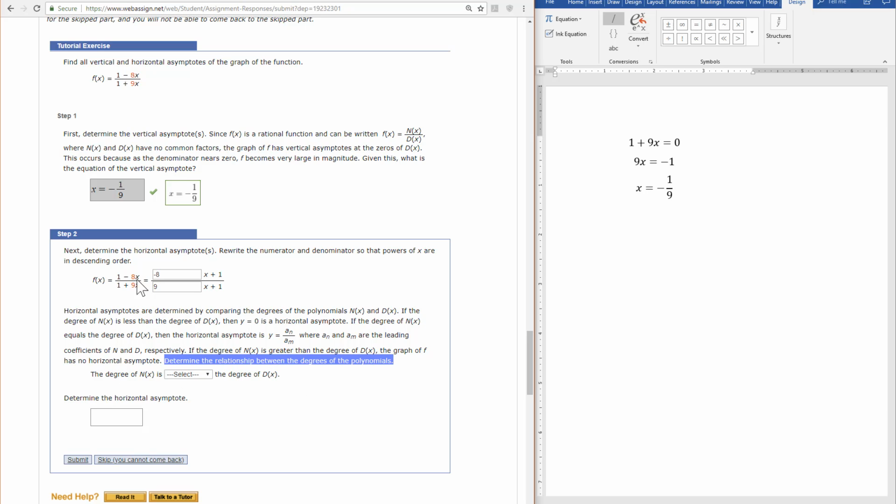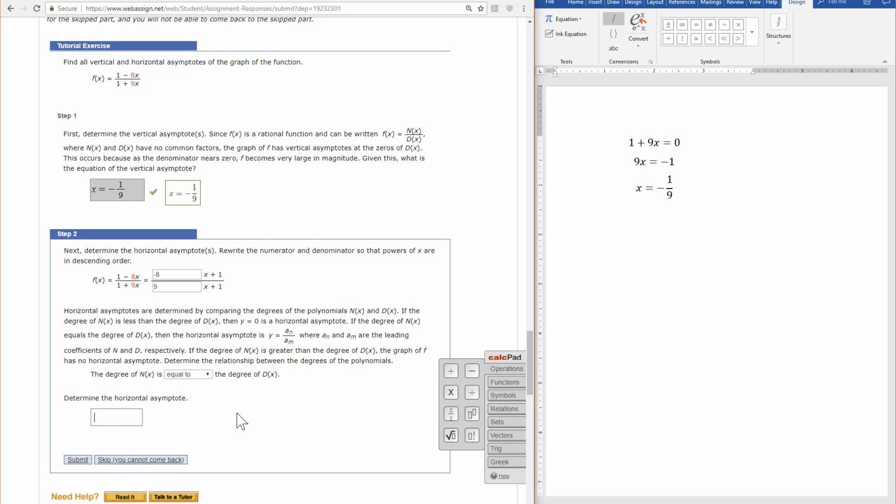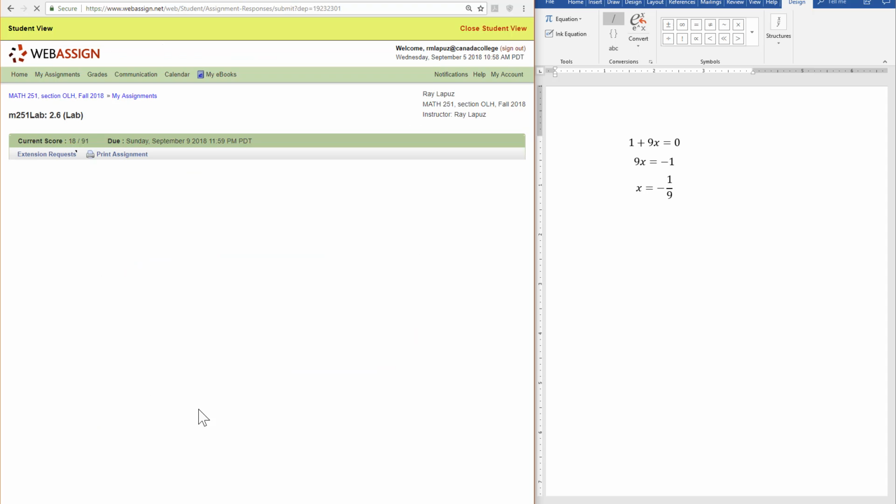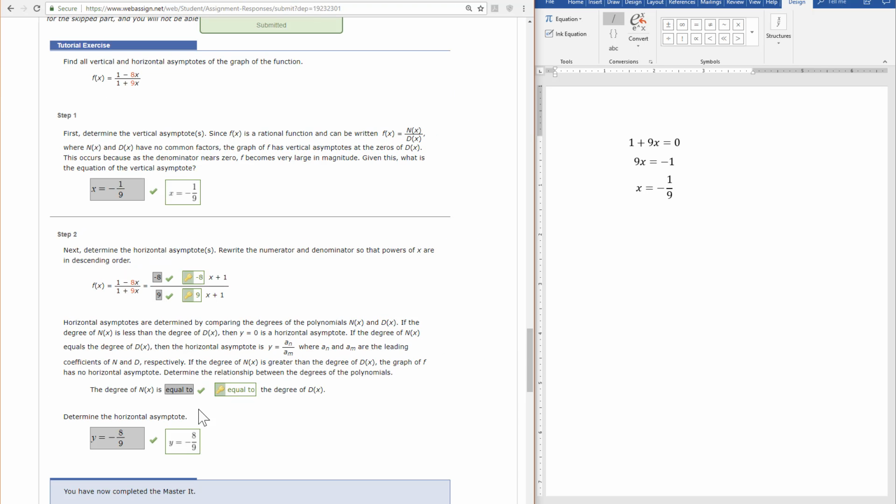So the relationship between the degrees here is that they are both to the first power, so they're equal. And because they're equal, the leading coefficients would make up our horizontal asymptote. So the horizontal asymptote is going to be, I don't know if they want the actual equation, but if we do the actual equation, it's going to be y equals -8 divided by 9. And if that doesn't work, we'll take out the y equals, and then we'll get it to work. Well, it looks like it took it. So that's our answer.